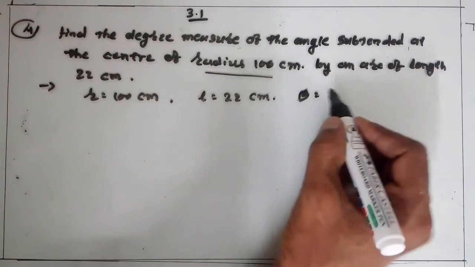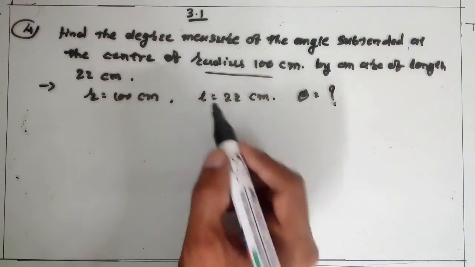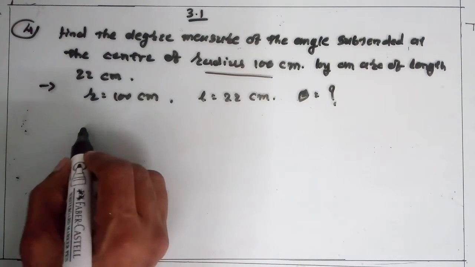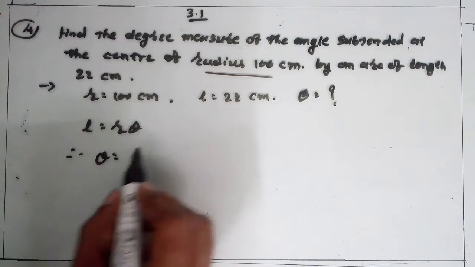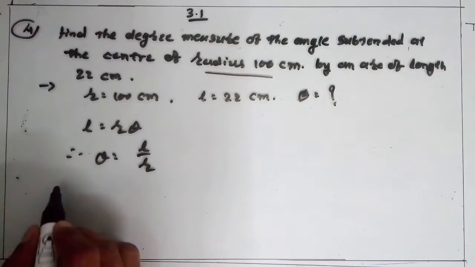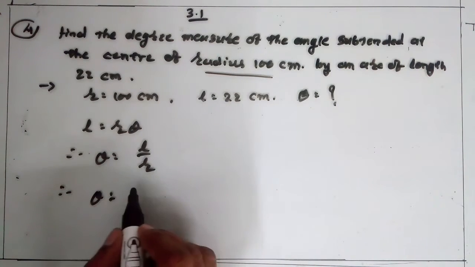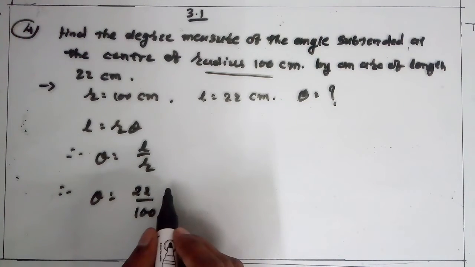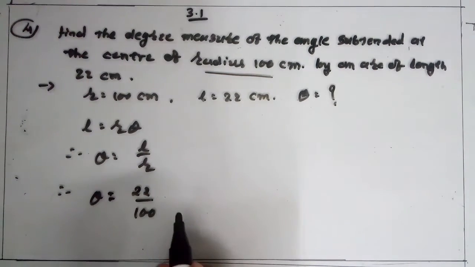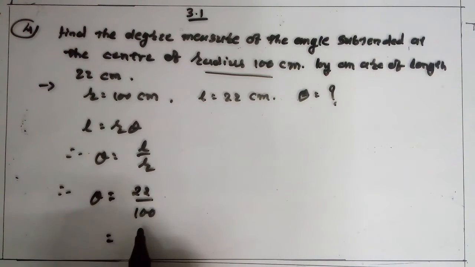Here we want to get the measure of angle theta subtended by this arc. We know that L is equal to R theta. Therefore, theta is equal to L upon R. So theta is equal to length of arc, 22, upon radius, 100. Clear? This measure is given in radian form, so it becomes 11 upon 50.